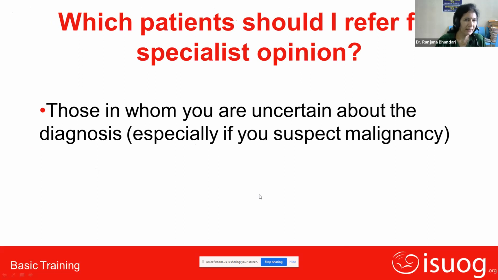So at the end, again, we come to when we have to refer or not. Those patients in which we are uncertain about the diagnosis, for example malignancy or atypical myoma. See, there are many atypical myomas also. Even once we had got a wandering myoma.